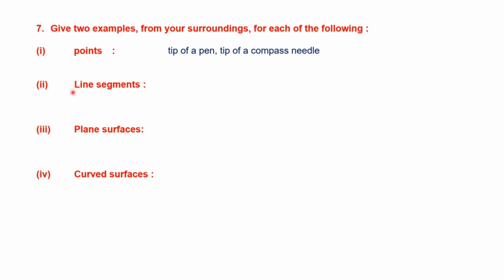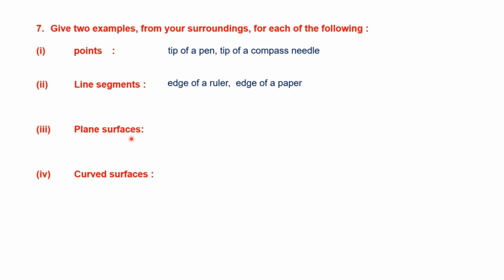Now two examples for line segments. The edge of your ruler is a line segment. It has a beginning point and an ending point. So that is the example of a line segment. The edge of a paper, if you take a page of your book, the edge of the page or the paper is a line segment.